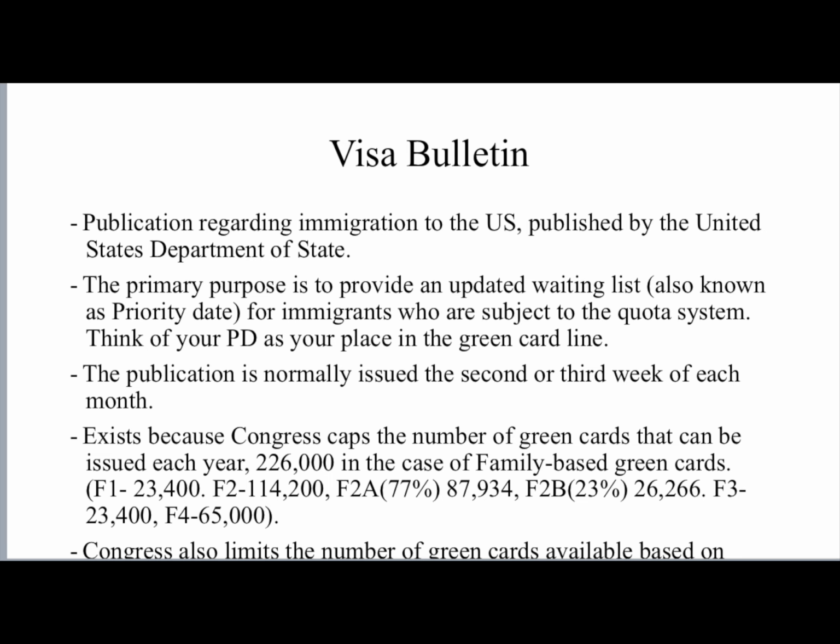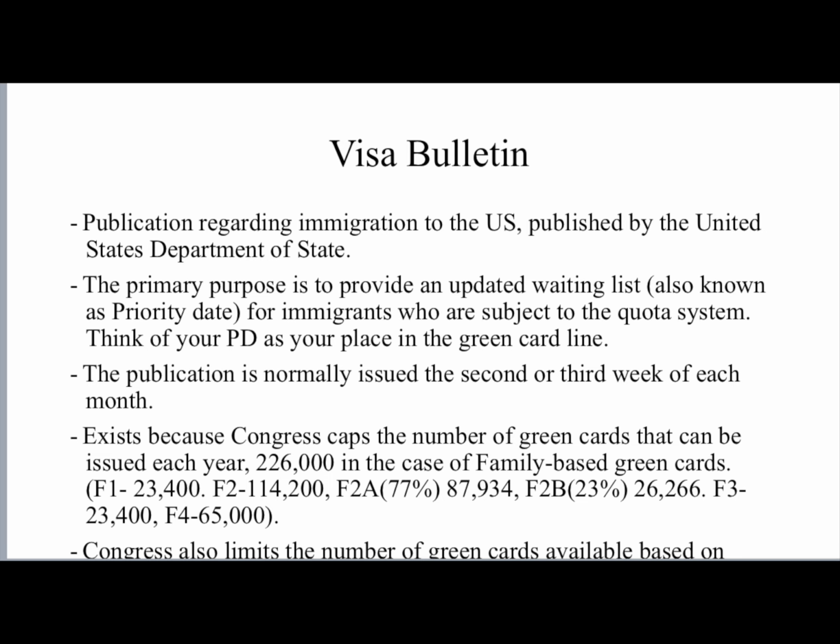This is for the entire F1 category for the countries, right? So this is what creates the backlog, because you have all these people who are being filed for in all these countries. And using F1 as an example, again, you have only 23,400 visas or green cards for the year.